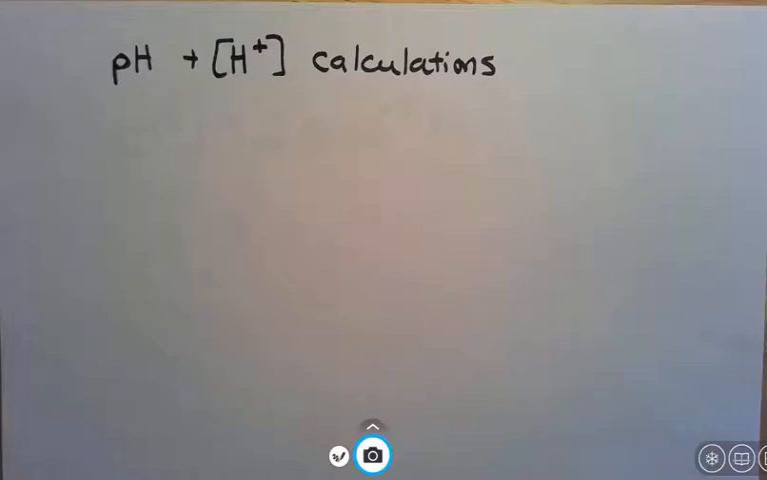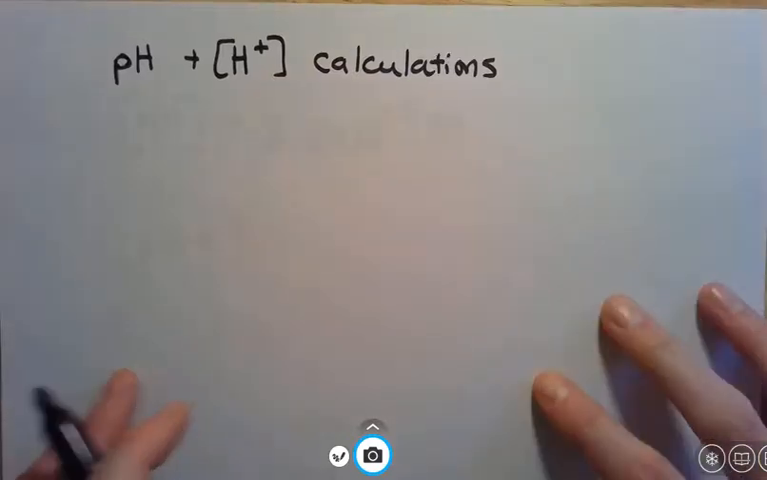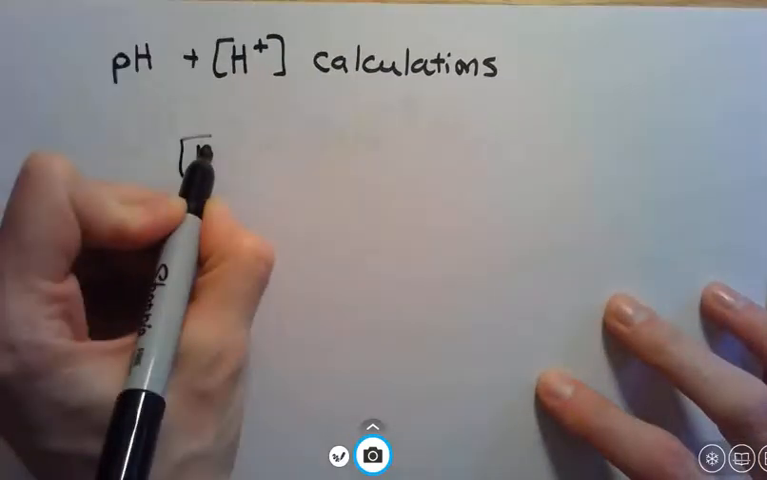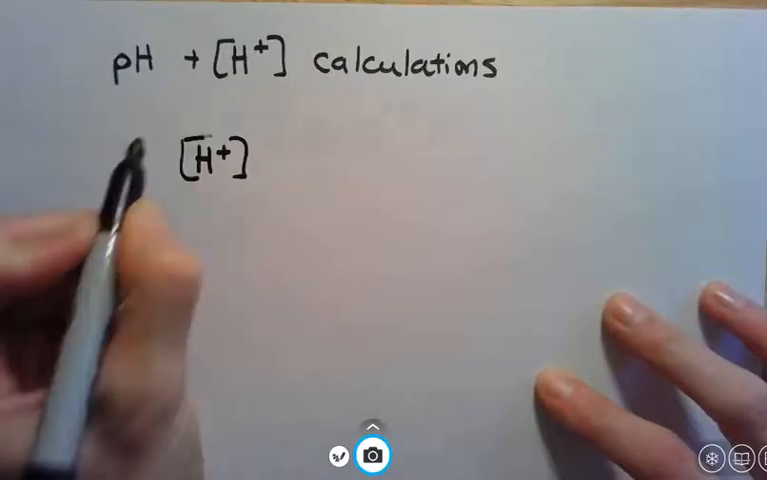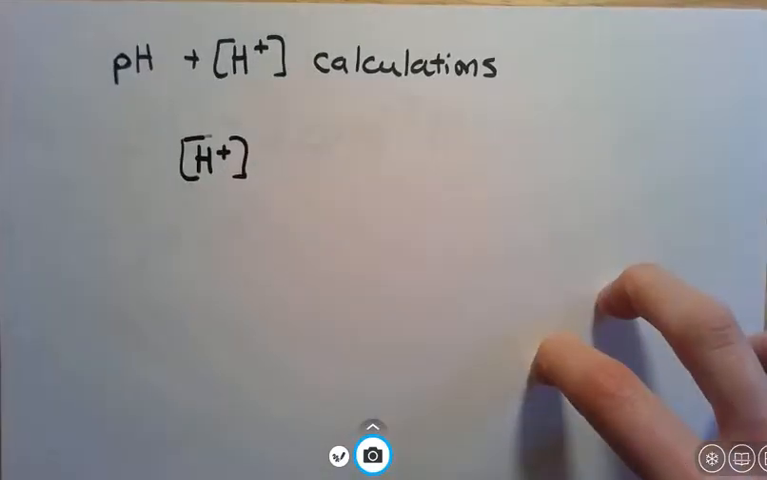Today I would like to walk you through using your calculator to complete pH and hydrogen ion concentration calculations for those values or times when you don't actually get a whole number to work with, like we just did in our pH lab. So as a way to recall, when you have a hydrogen ion concentration, it means that you have an acid in your solution.